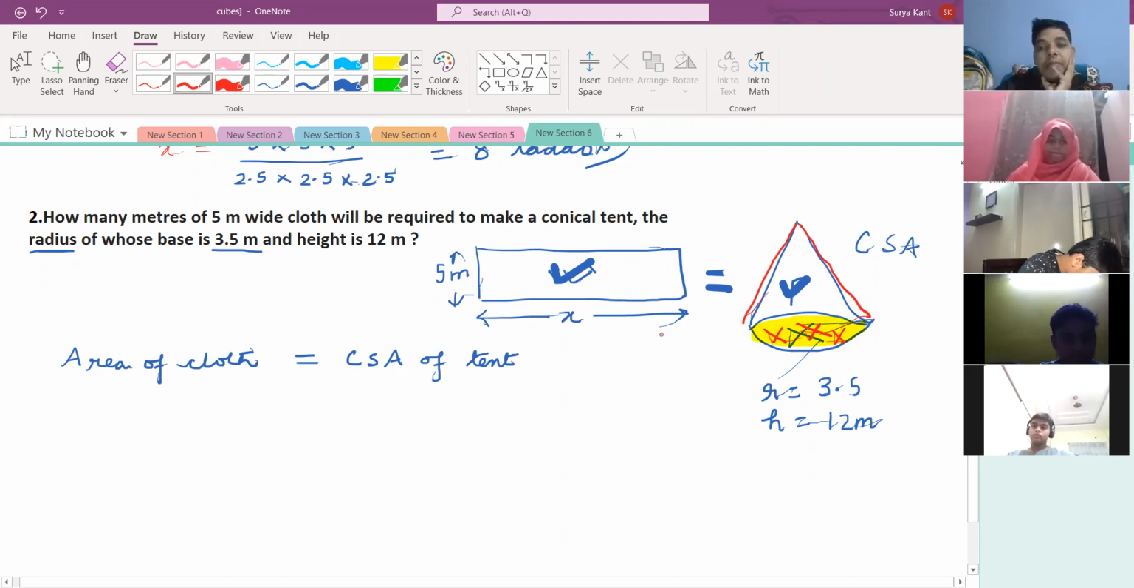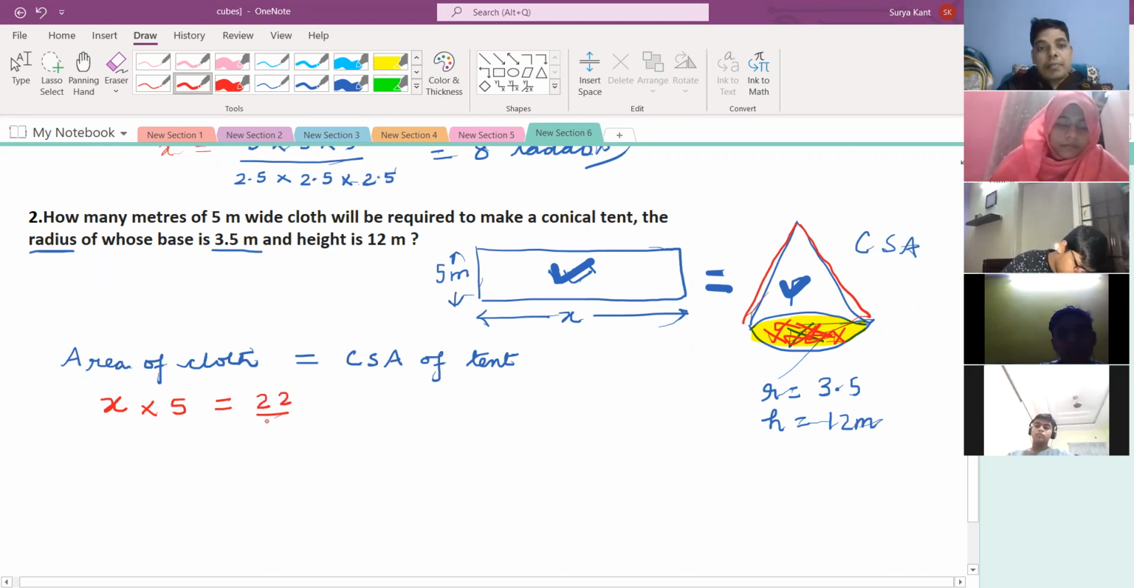So CSA is not coming under this. This base is excluded. Okay. Yes, sir. So area of cloth is nothing but length into breadth. So what is length? We don't know. That only we have to find here, right? So length into breadth. Breadth is how much? 5. Did you get the answer, Nihar? Yes, sir. Just one last multiplication I have to do.